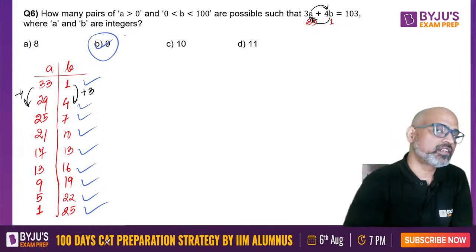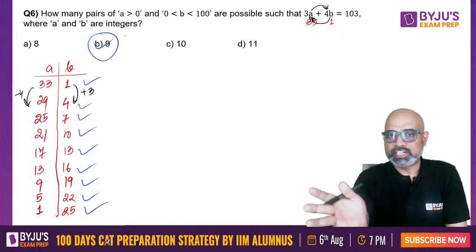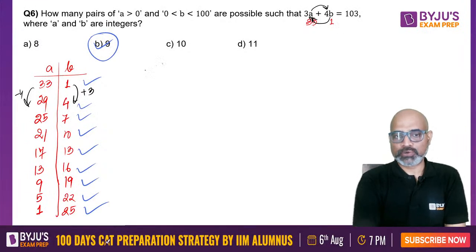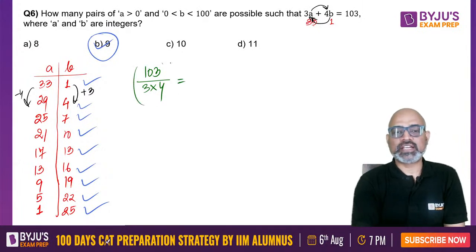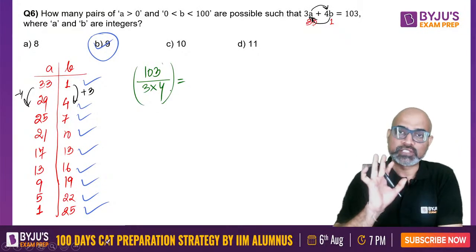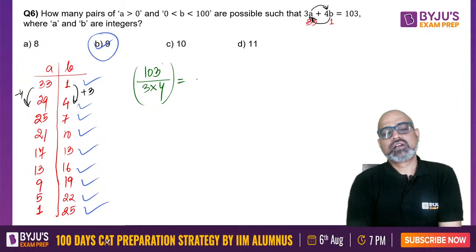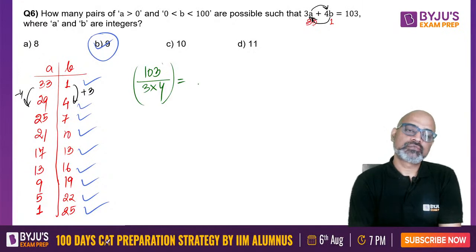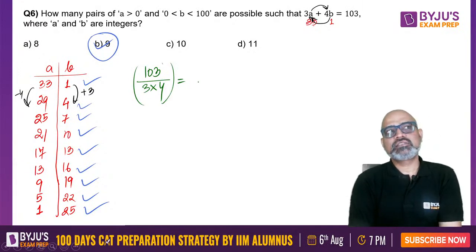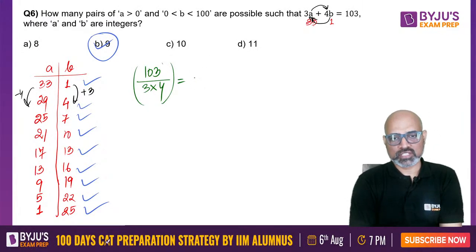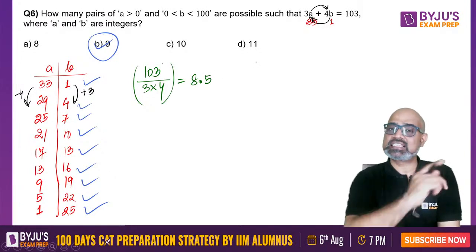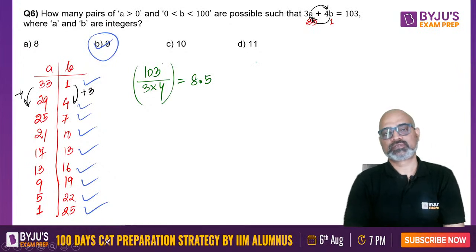The second method, which is almost every time true, is what you do is you take 103 and divide it by the product of the coefficients. Now 103 divided by 3 into 4, which is 12. Right? 108 by 12 is 9, no? So this is 8 point something. So is it more than 8.5 or is it less than 8.5? 103 by 12, tell me.